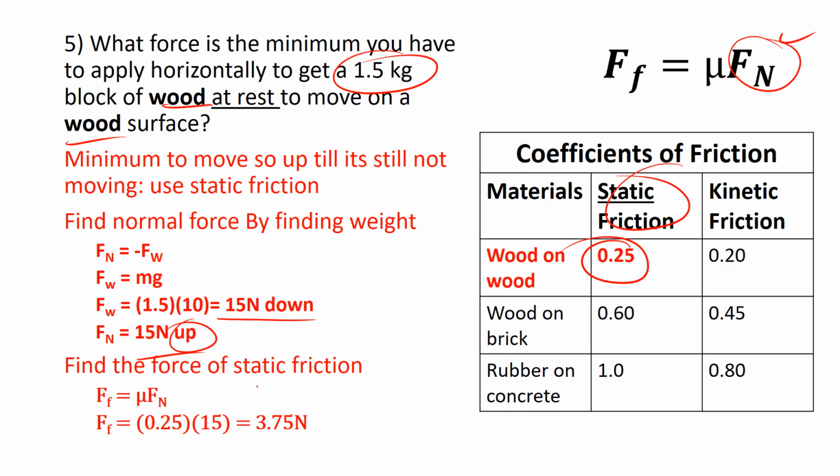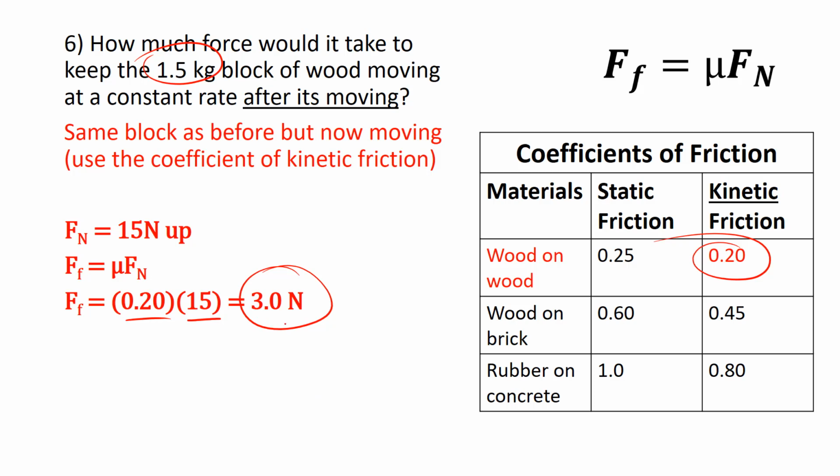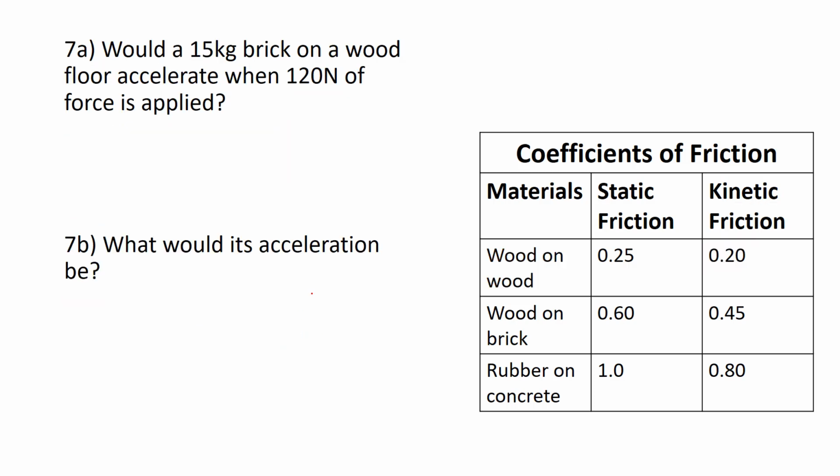So notice how we did require 3.75, really probably 3.751, to get the thing to accelerate to where it started moving, and then from there to keep it moving at a constant rate, we would just have to apply 3.0 newtons from then on. Anything more would cause an acceleration, anything less would cause a deceleration to the point where you might have it stop.